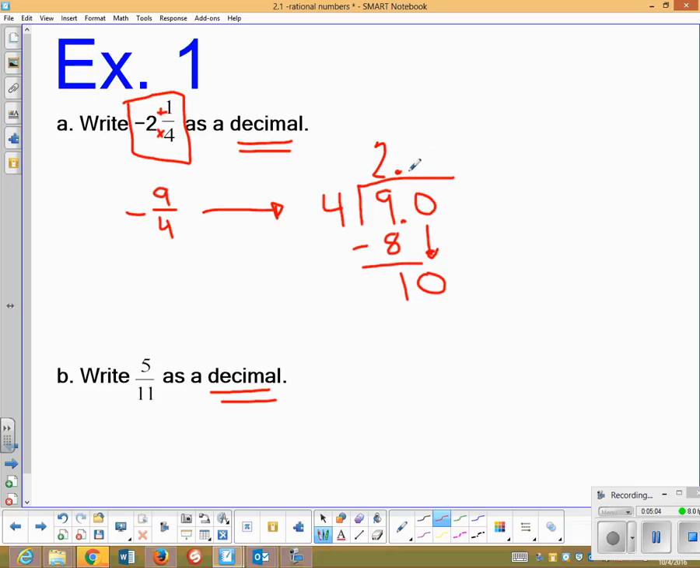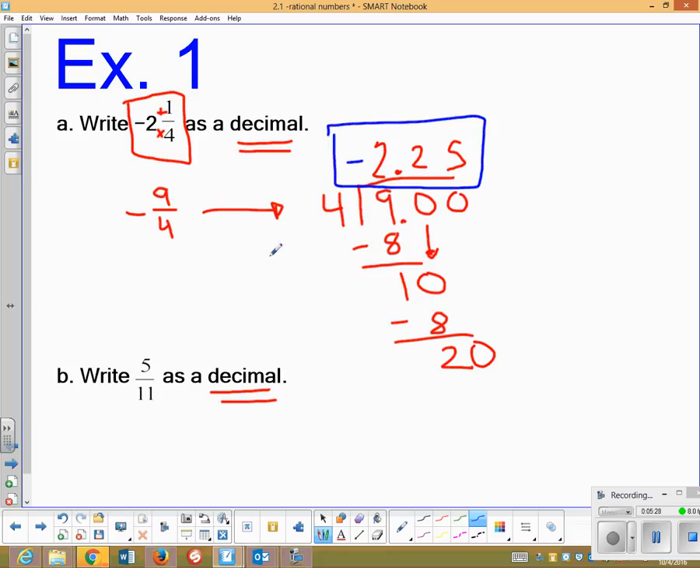Please don't forget that. And 4 into 10 will be closest to 2 again. So that's going to be 8. And then 10 minus 8 is 2. Since I have no more values here, I need to drop a 0. Drop a 0 here. And then 4 into 20 is going to be 5. So my answer, almost done, is 2.25. But because it's a negative here, I'm going to put negative 2.25 as my final answer.